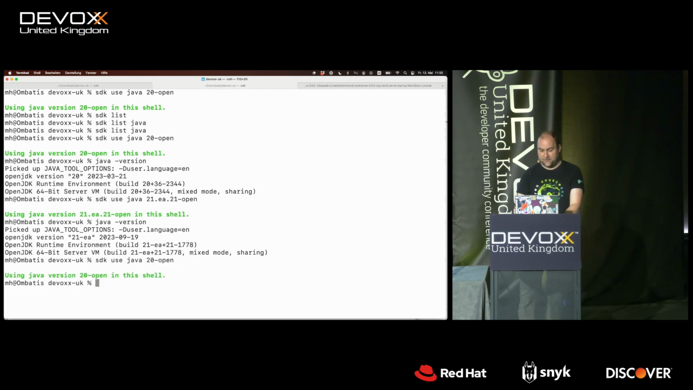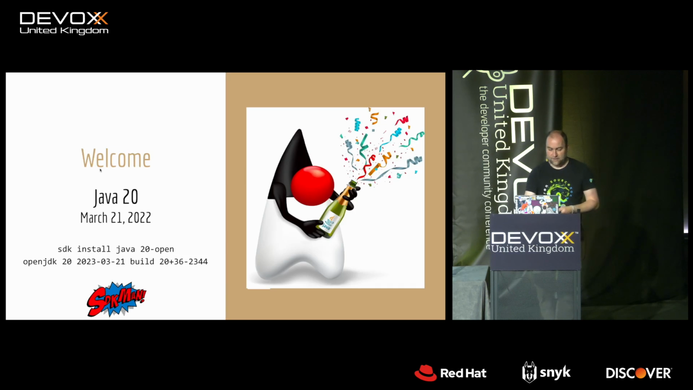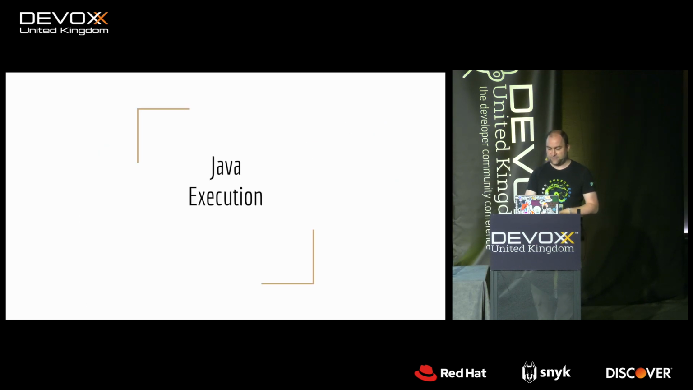And so SDKMAN is still my first tool in the list. That's super useful, right? Java 20 was released in March. The next one is in September, so I can't wait for Java 21 as an LTS.